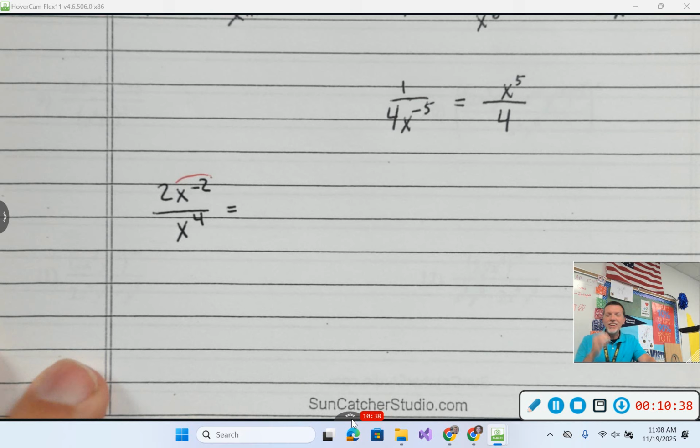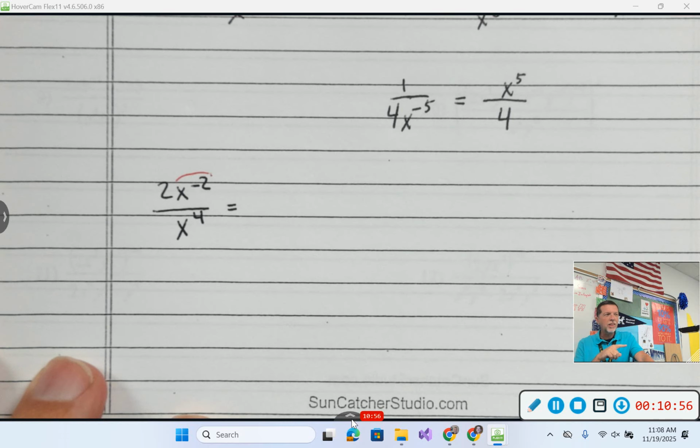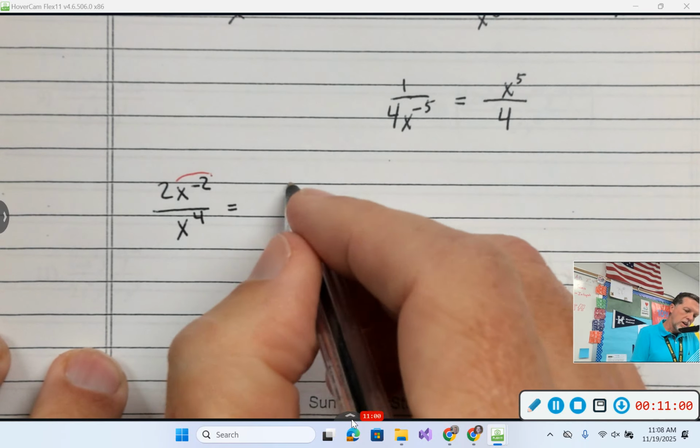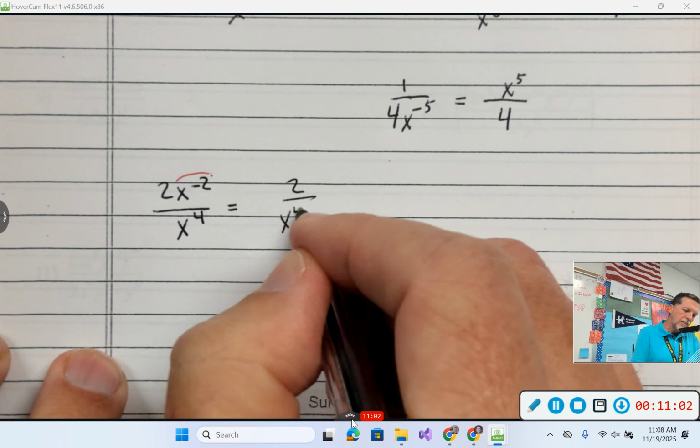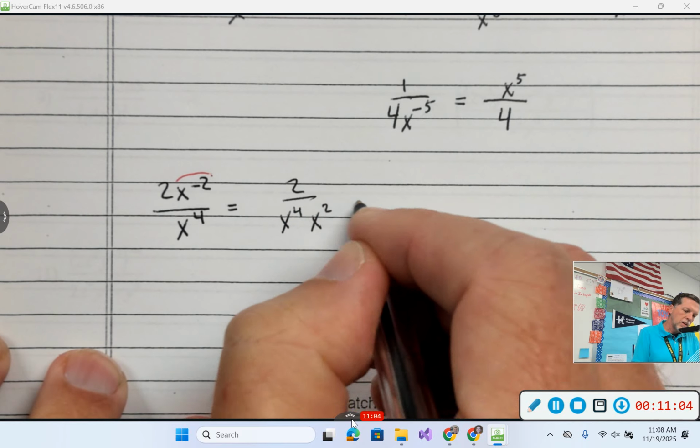There's frequently going to be more than one way to get there. And Brett and Andre are describing two different ways to get there on this problem. So I was going to work it Andre's way, and then we'll hear Brett's way and see if we get the same thing. So Andre, what were you saying? Flip the x to the negative 2. Okay. So Andre says move that x to the negative 2 to the bottom.